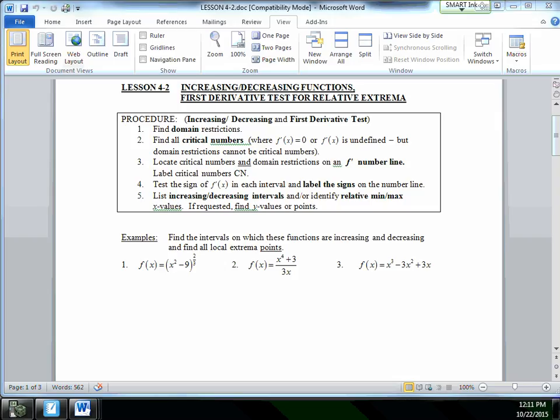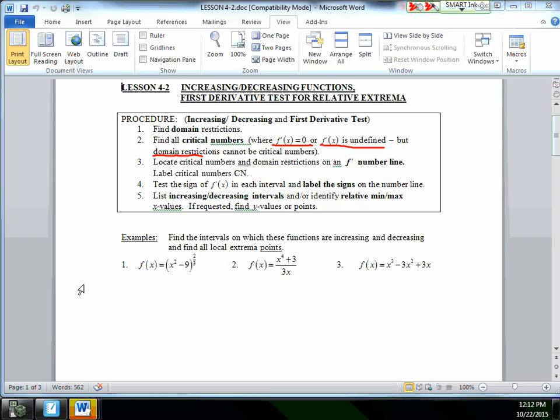Number 2, find all critical numbers. Now a critical number is a new concept, and what a critical number is where the derivative is equal to 0 or where the derivative is undefined. And like we said, our critical numbers cannot be our domain restrictions. So you got to watch out for that.